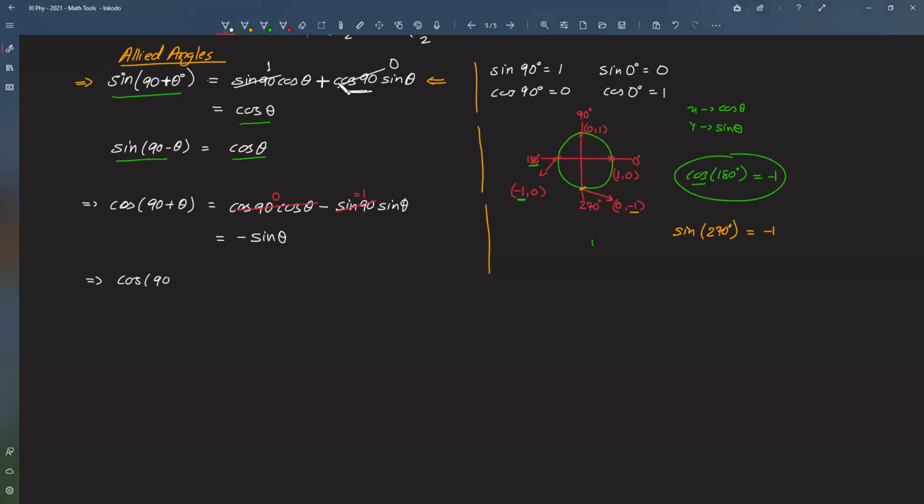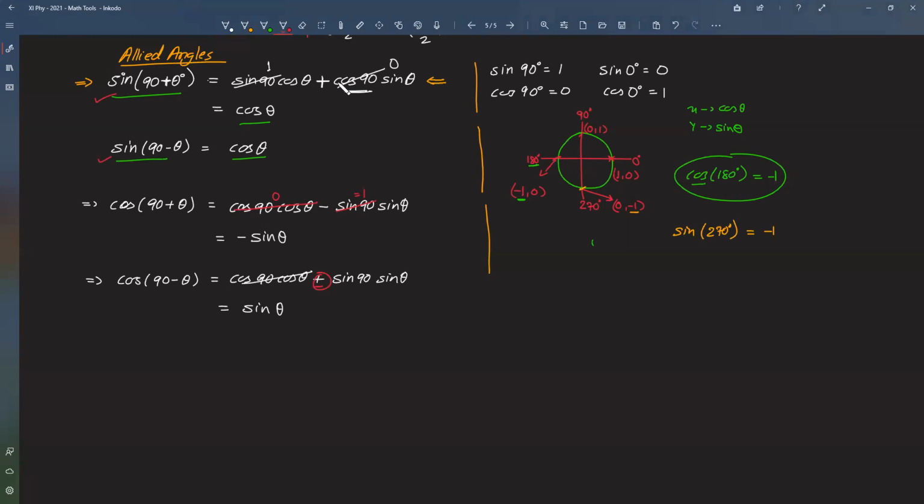Let's try and find what is cos 90 minus theta. Same way, it will be cos A cos B plus sin A sin B. So cos 90 cos theta plus sin 90 sin theta. Nothing has changed, only thing is here there is a positive sign. So this is gone and you will have sin theta.